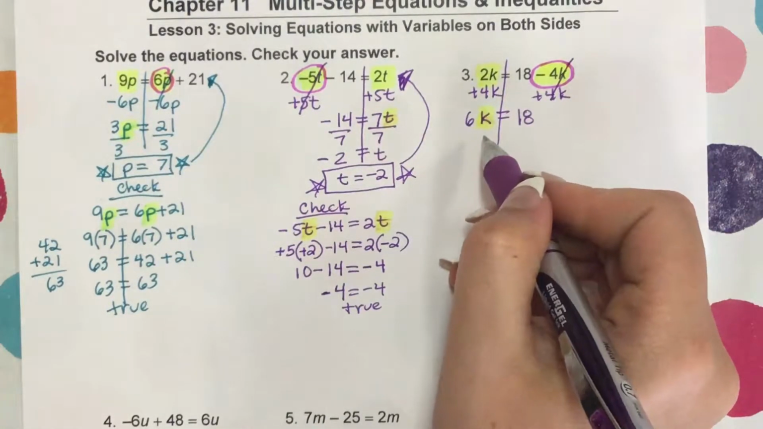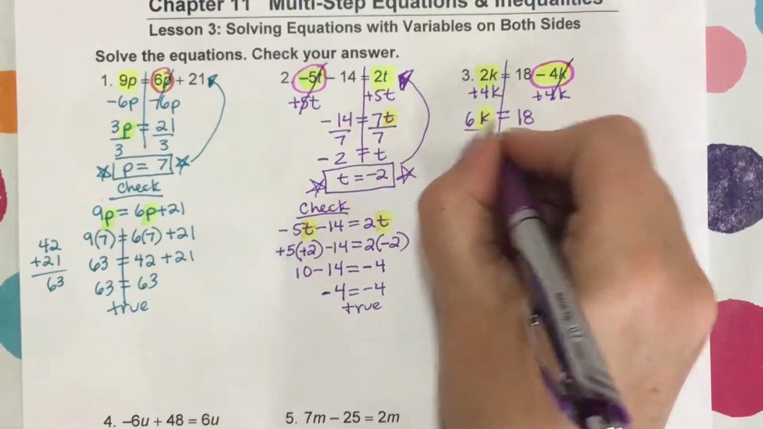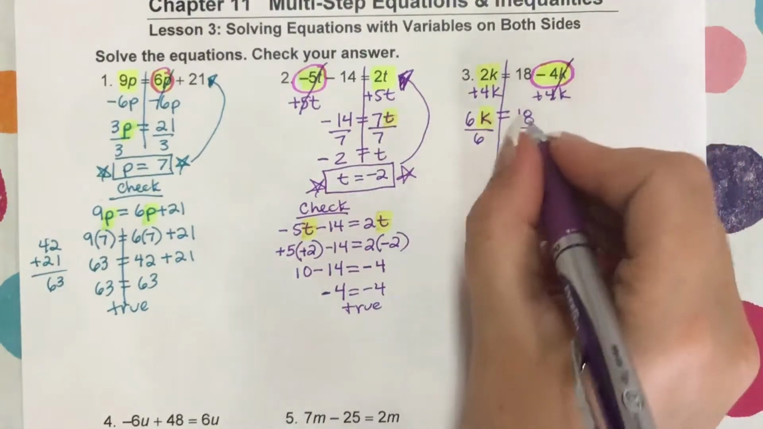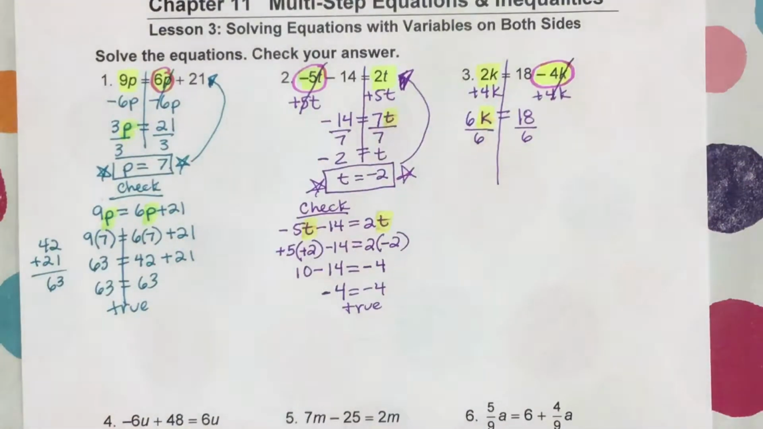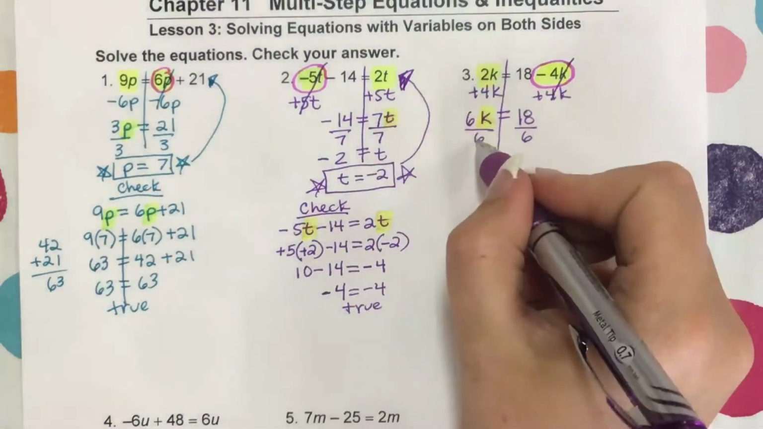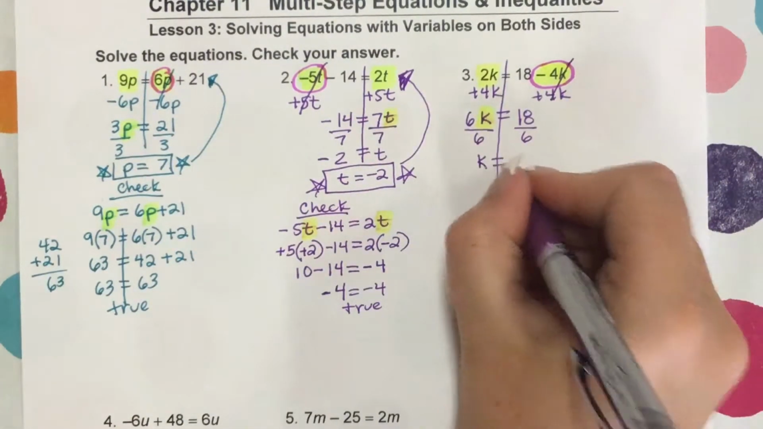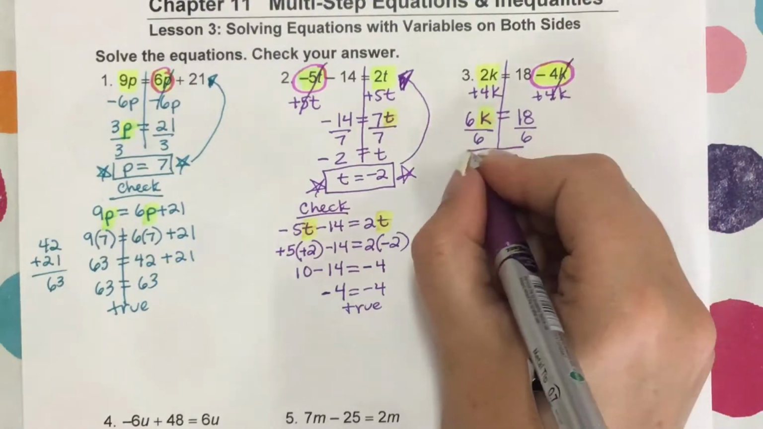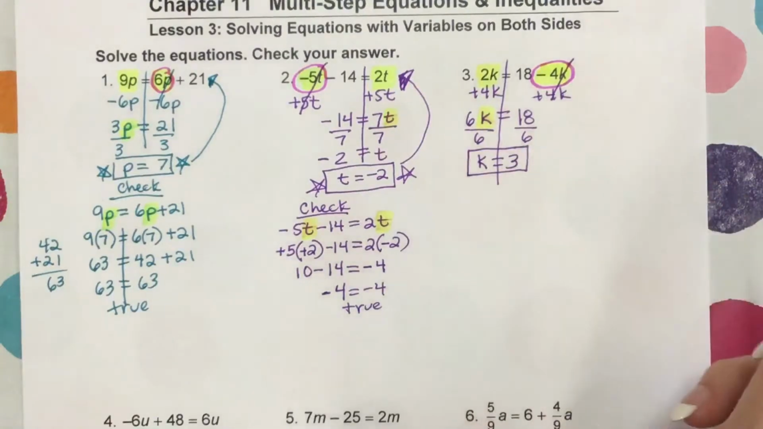The 6 is related to k through multiplication, so I have to do the inverse operation of multiplication, which would be division. So I'm dividing both sides by 6. 6 divided by 6 is 1, and 1 times k is k, so now k is by itself. 18 divided by 6 is actually equal to 3. So my answer is k equals 3.